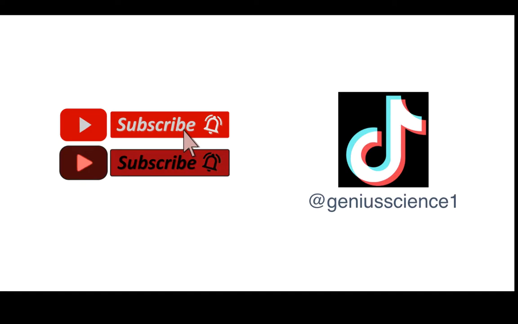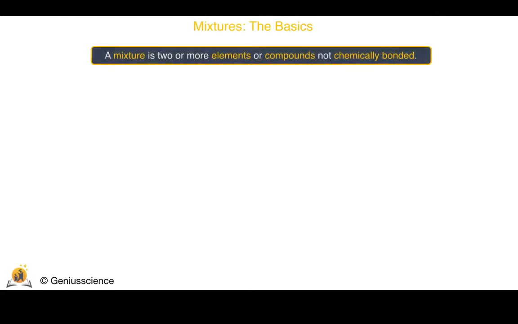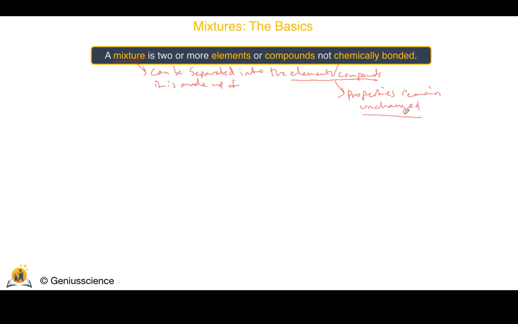A mixture is two or more elements or compounds not chemically bonded. Because the elements or compounds in a mixture are not chemically bonded, a mixture can be separated into the elements and/or compounds it is made up of. This means that the properties of the elements and compounds that make up the mixture remain unchanged. Please remember, this is a really important point: there are no chemical bonds between the substances within the mixture.